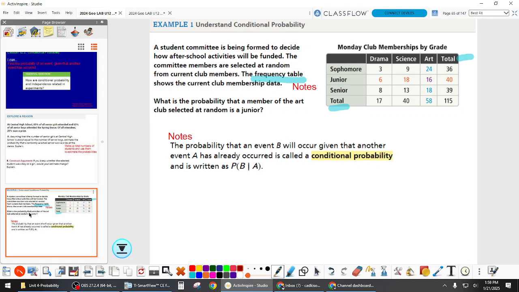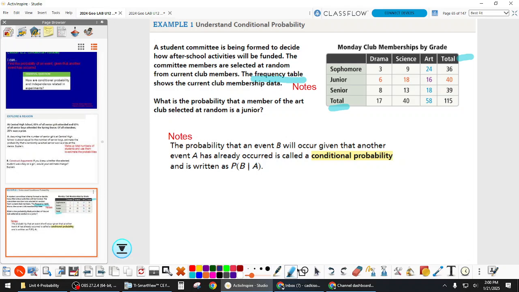I think you can probably all relate to this table, so I want you to look at it before we read anything. This is a club membership table by grade. So sophomores, juniors, seniors, drama, science, art. First question. Could a student be involved in more than one club? Okay. Can a student be in more than one level of class? No. So some of this is overlap and some of it's not, right? Or can overlap. Okay.